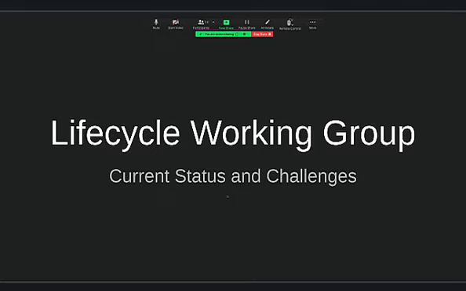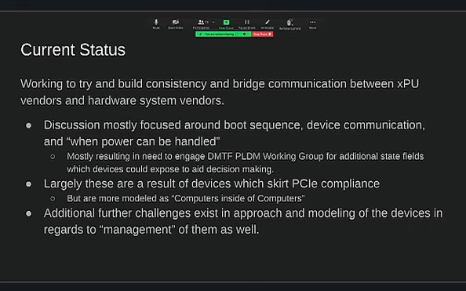The way I set up these slides is so we can just walk through and discuss and go from there. If you see something, let's jump on it. So at a high level, the current status, which is a reiteration, is we're trying to build consistency across the DPU, XPU vendors and hardware system vendors.